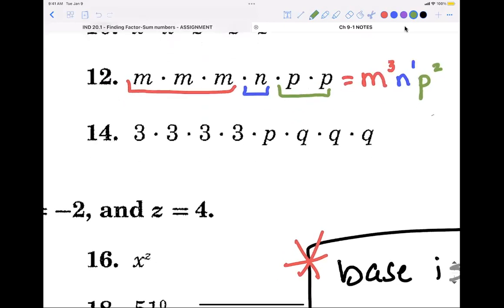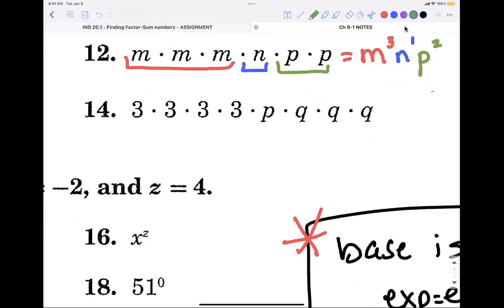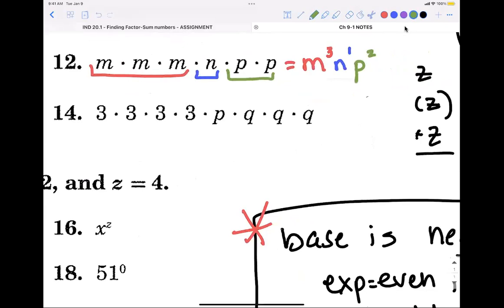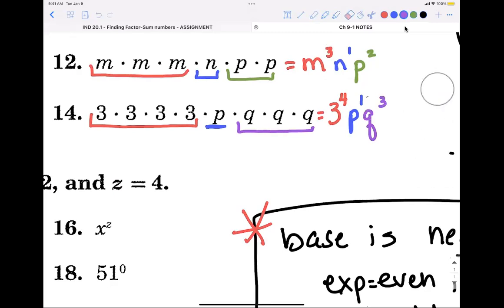Okay, how about if we have number 14, numbers and variables together? Does it change anything? Nope. Start with your first base, which here is 3. Okay, how many do I have? 4. Go to your next one, P. Only got one of those, so I'm going to put a 1. Don't forget the 1. Okay, it's important. They all have an exponent because that's what the directions say to do. And then go to your Q's. How many do I have? 3. And that's writing that in exponential form.